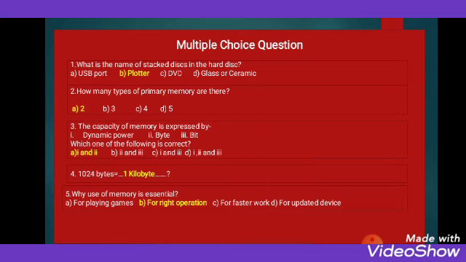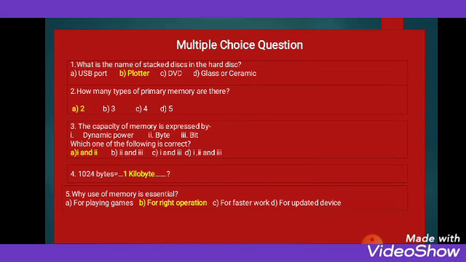Number 3, the capacity of memory is expressed by dynamic power, byte, bit. Which one of the following is correct? Option A, 1 and 2. Student, I told you there are 3 patterns. Questions have 3 patterns and I am showing you all the patterns one by one.